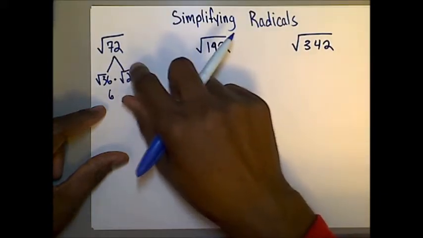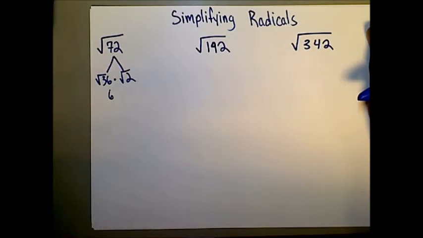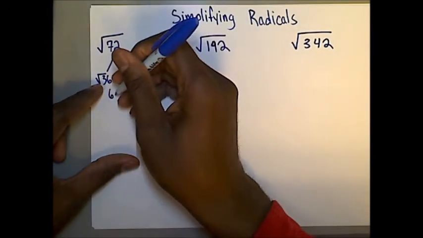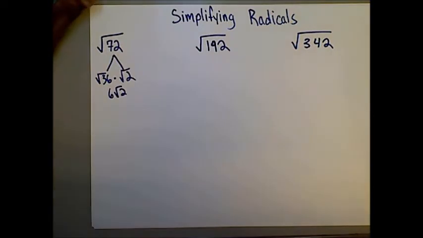Now, 2 is not a perfect square. And if I took the square root of it, I'd get a decimal answer. So I don't need to simplify it any further. So this is written as 6 times the square root of 2. And that's my final answer. Okay?